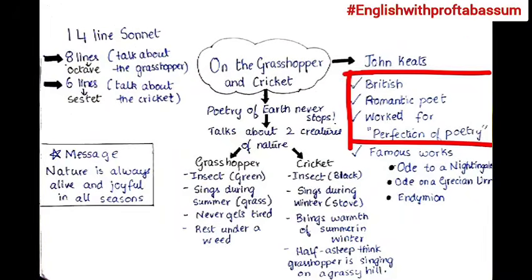He was a British romantic poet. So there was a romantic movement which happened in Europe, where there was a time when writers and artists showed their deep feelings, their love for nature and imagination instead of following rules. So John Keats always worked for writing perfect poetry. He worked for the perfection of poetry.